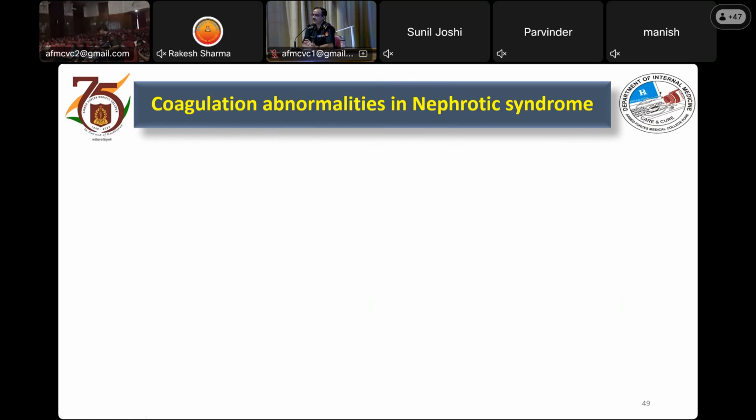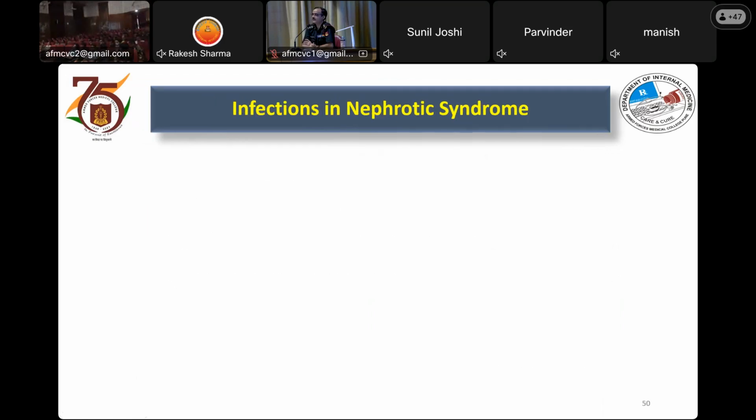Which infection? She has a history of multiple URTI or diarrhea in the past. So which is the commonest infection? Post-streptococcal. Capsulated organisms like Haemophilus influenzae, Streptococcus pneumoniae, these are the organisms. Which infections are commoner? UTIs, pneumonia, skin infections.